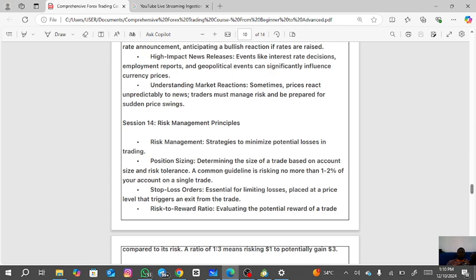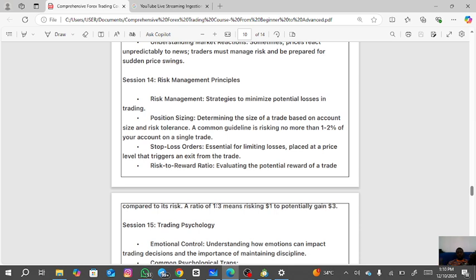All right. So position sizing determines the size of a trade based on account size and risk tolerance. A common guidance is risking no more than 1 to 2% of your account on a single trade. It is advisable to risk one to make two. For instance, risking $1 to make $2.